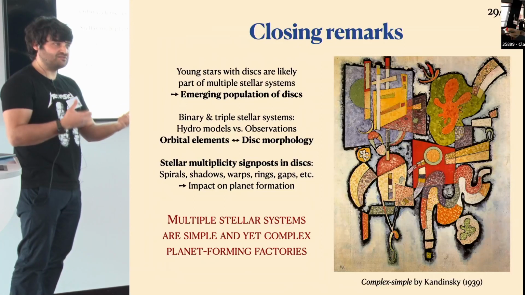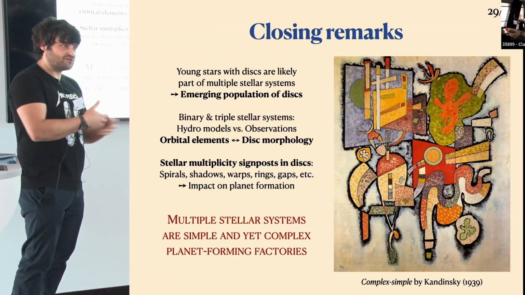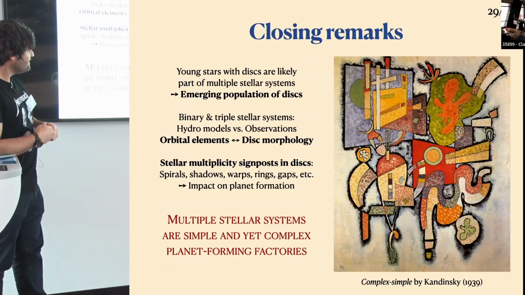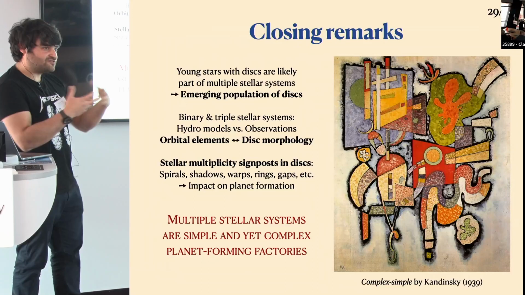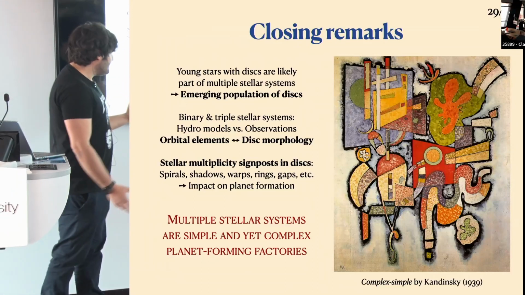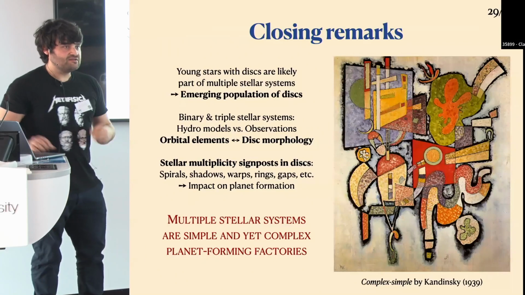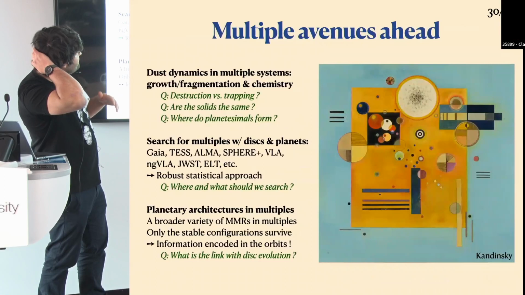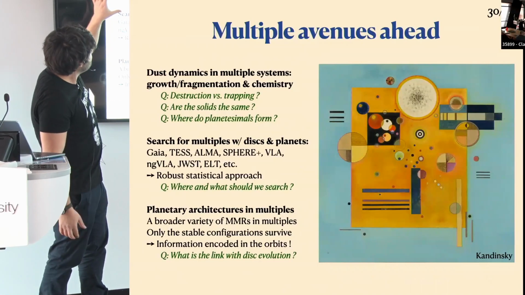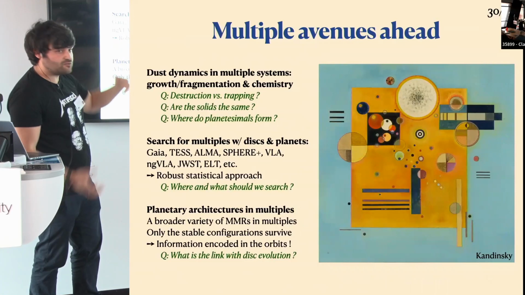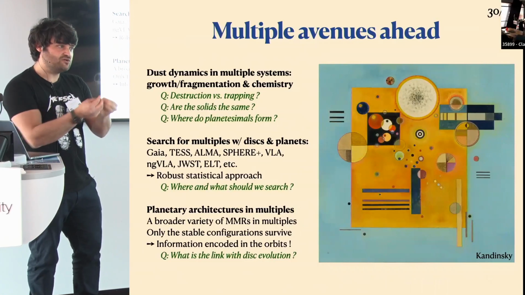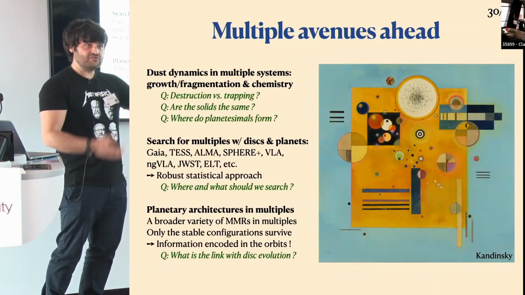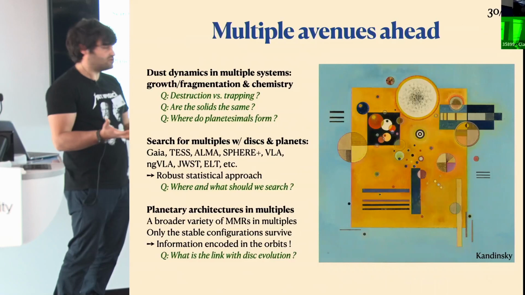And this is very exciting because we are working closely with observers. And we need to understand what's the impact on planet formation. And I think multiple stellar systems are kind of simple, but yet very complex. But they still form planets very efficiently, I guess. So we need to understand what happens. And the avenues ahead, I think, is that we have this dust dynamics in multiple stellar systems, and we need to understand what happens to tiny dust particles, how they can grow, if they're chemically different, where you would trap the solids, and where you would form the first planetesimals. This is an open question. We don't know yet.